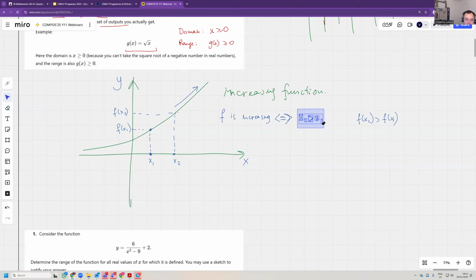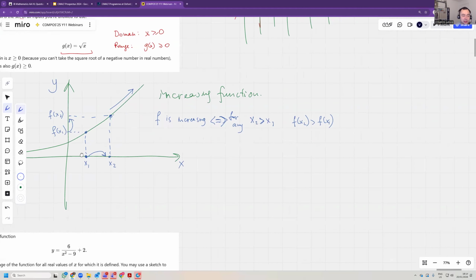I'd say for any x2 greater than x1, f of x2 has to be greater than f of x1. So basically, if you step to the right, to a bigger x, that brings you to a bigger y, right? That's what it means for a function to be increasing: x is increasing and y is increasing as well. And a function is decreasing if the reverse is true.